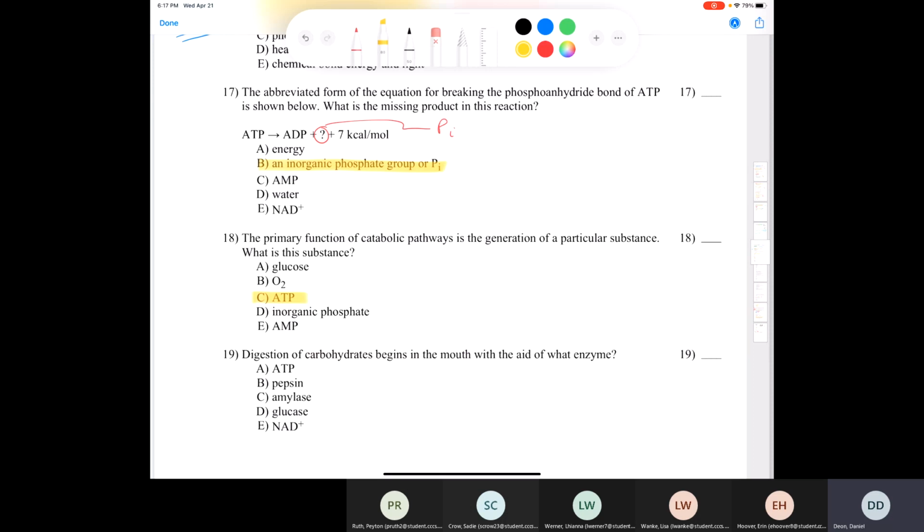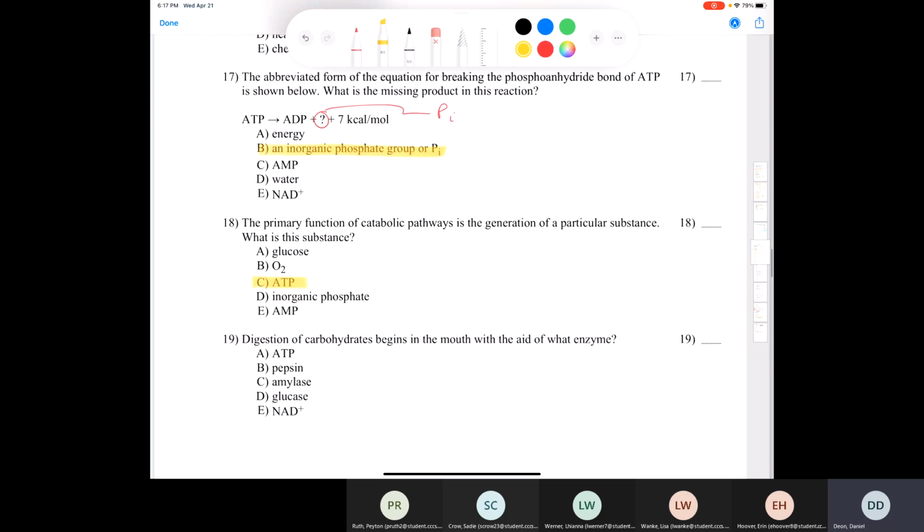All right, digestion of carbohydrates begins in the mouth with the aid of what enzyme? The answer is salivary amylase, and so amylase is the best answer here. So salivary amylase. We start breaking down starches in our mouth the second they hit our saliva.